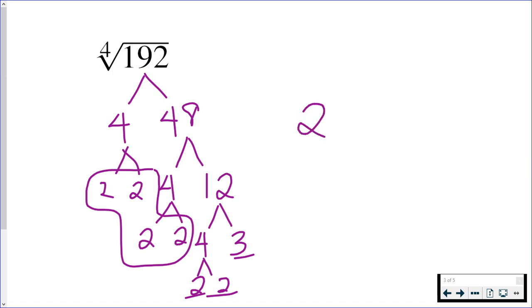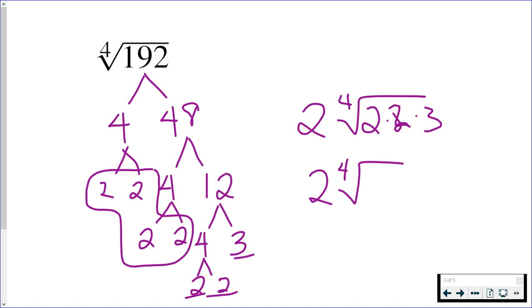So the 4 of a kind comes out. And then what we had left over was 2. That's a 2, another 2, and a 3. Multiply your 2 times 2 times 3. That's a 2. That's 12.